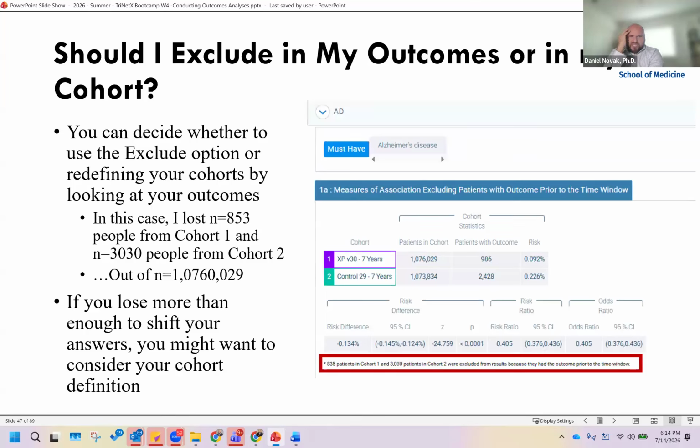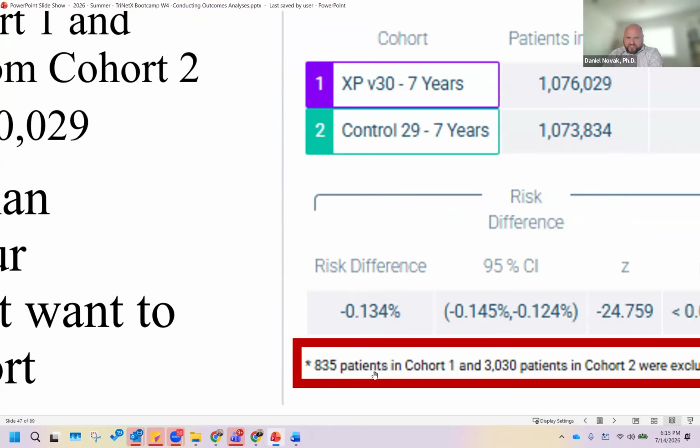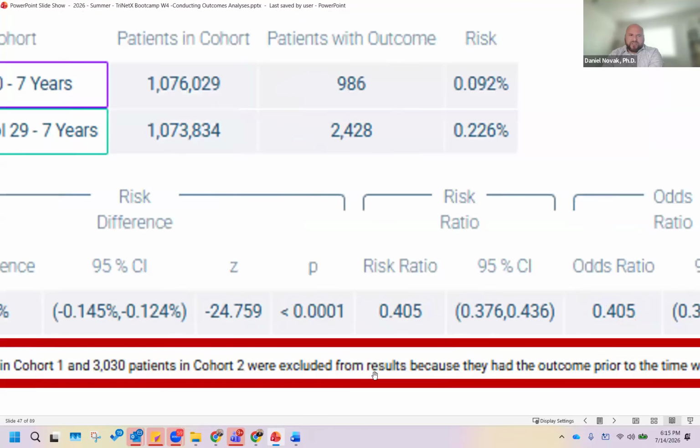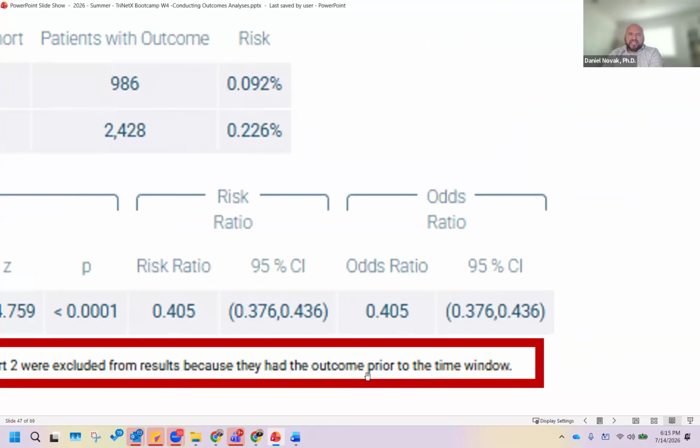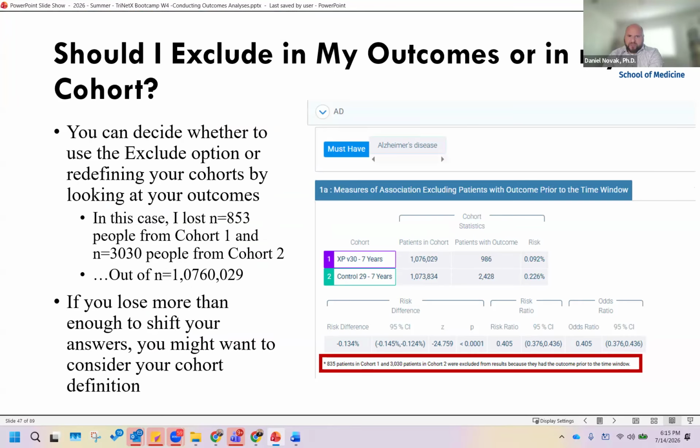So how would you know if you need to do this? Well, you can decide whether to use the exclude option or redefine your cohorts by looking at your outcomes window. You'll see underneath there's this little kind of opaque sentence here that will tell you a lot of information. In this case, I lost 835 patients from cohort one and 3,030 patients in cohort two because I checked that box that excludes people with outcomes prior to the window. And TriNetX did not replace them. So you can see I'm about 3,000 people short in one cohort than in the other. I guess a little less than that, 2,000 something less, right?